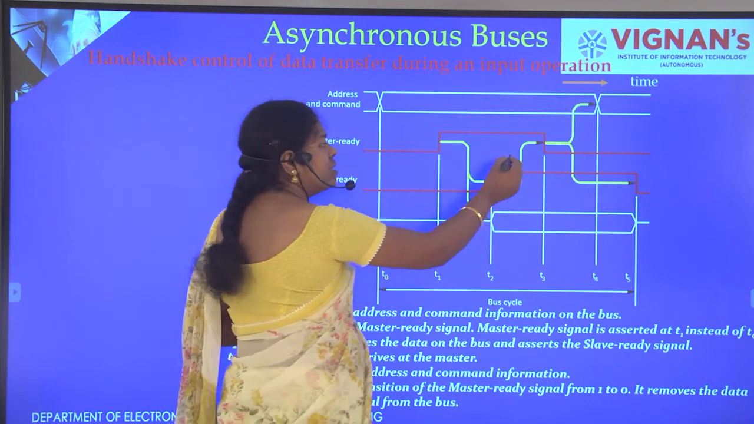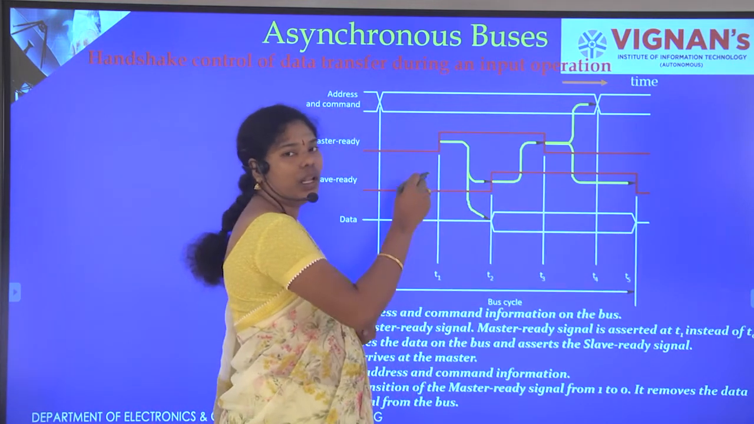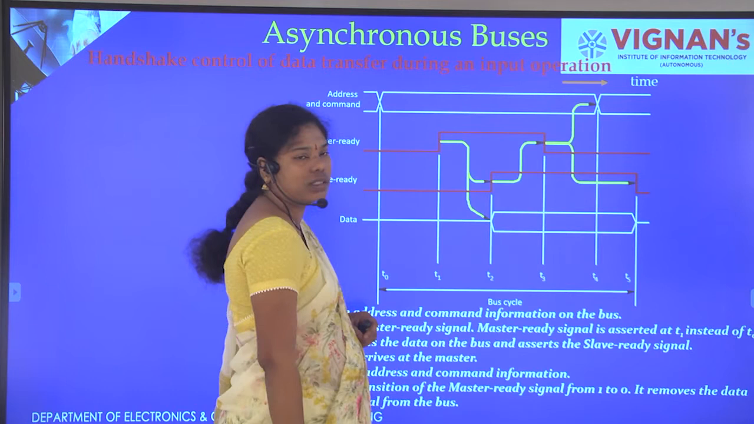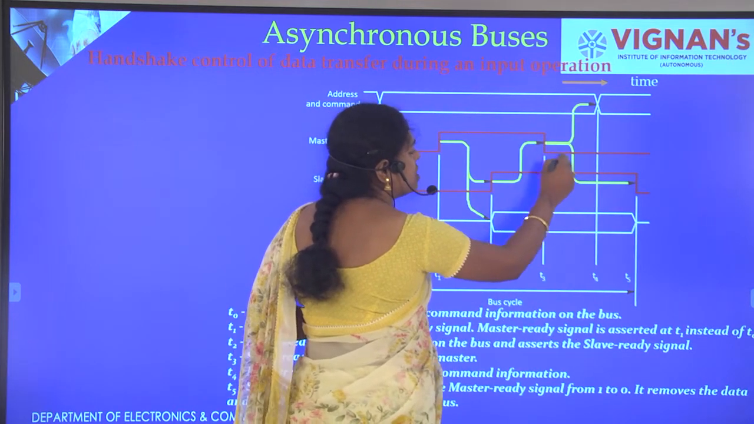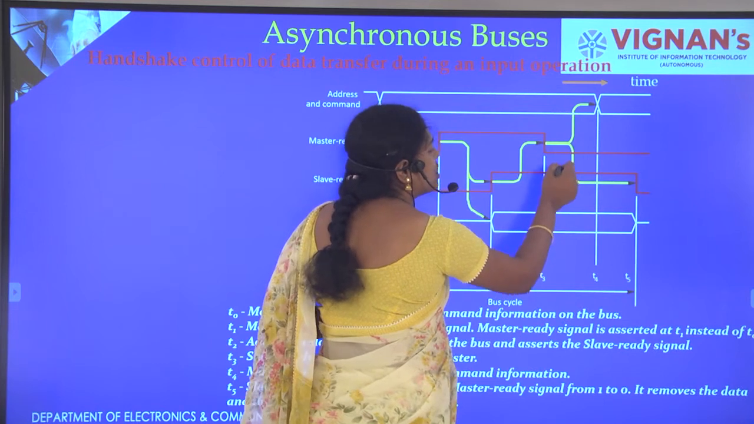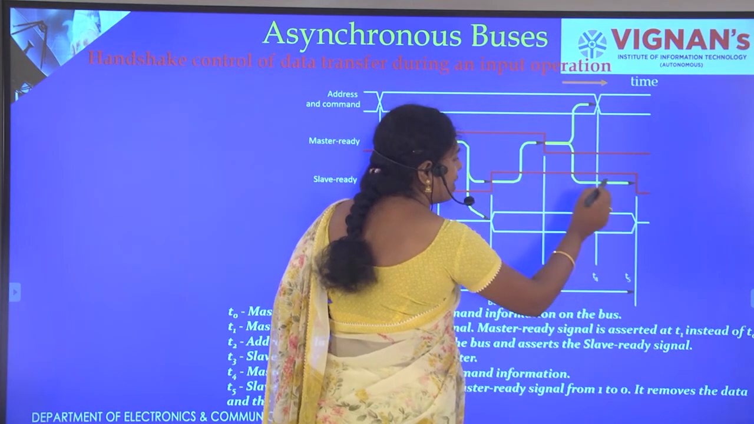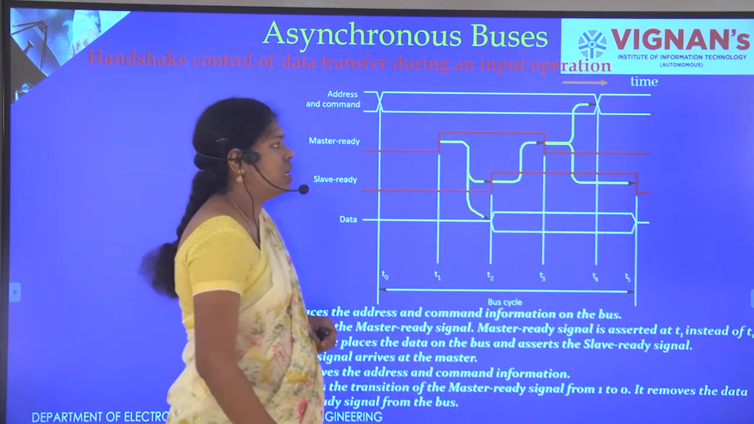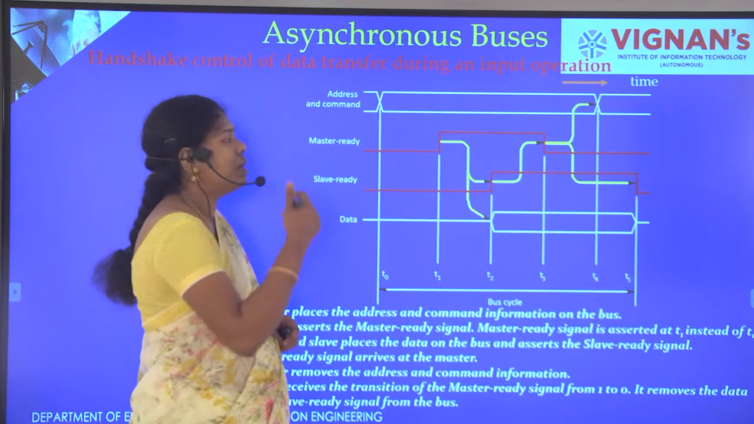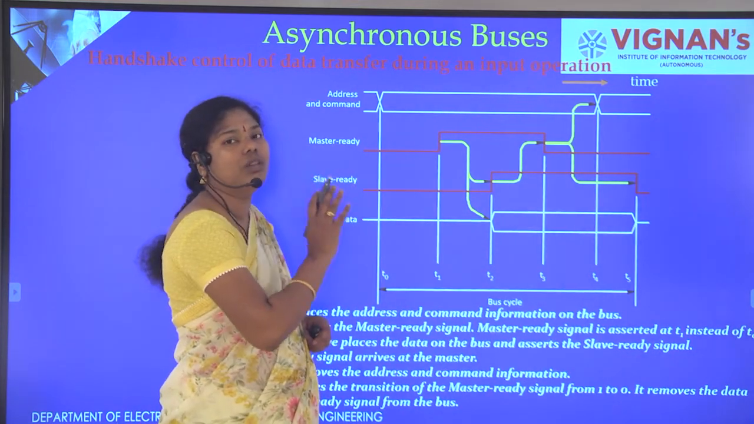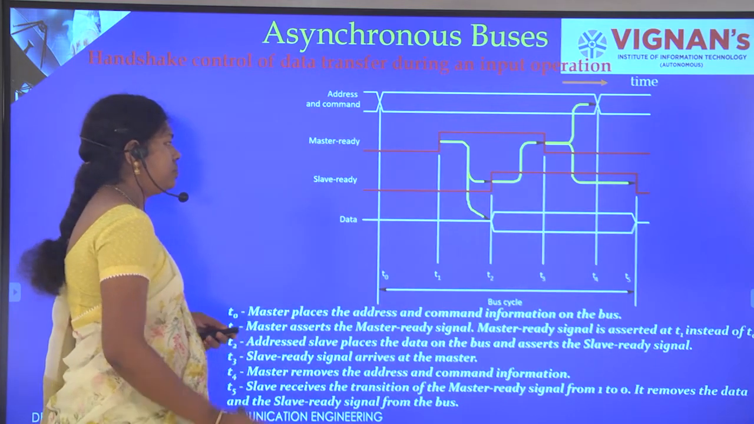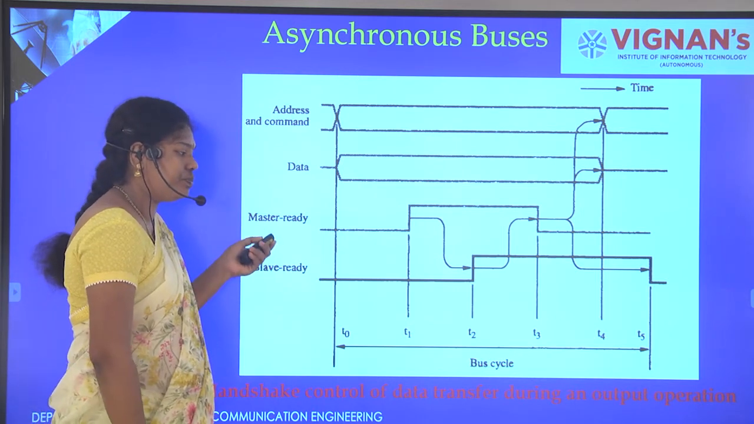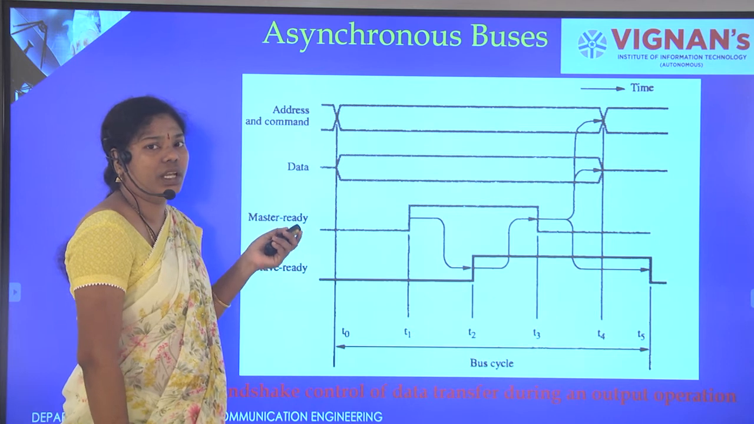Next, once the data is available and the slave is ready, the master will strobe the data from the slave, and as the operation is completed, the master deactivates the ready signal, from logic 1 to logic 0. Whenever there is a transition from logic 1 to logic 0, the slave also, in the next clock cycle, makes it 1 to 0 and removes the data on the data bus. With that, the operation is completed, so the master also removes the address and command on the bus. Okay, that is the input operation, read operation in asynchronous.